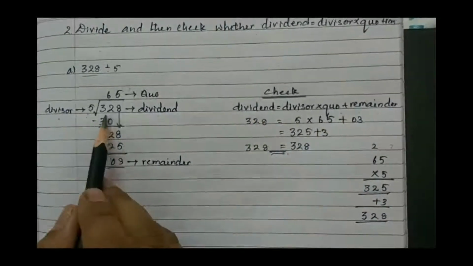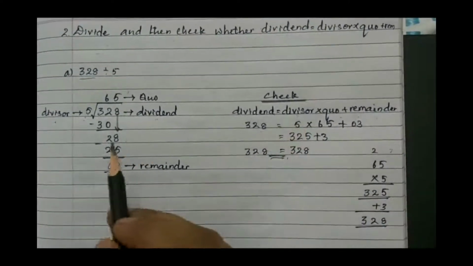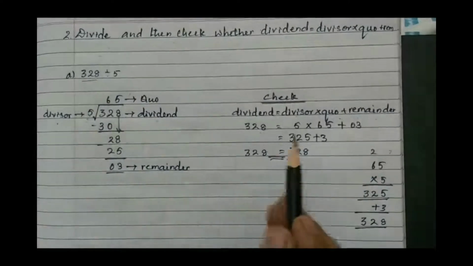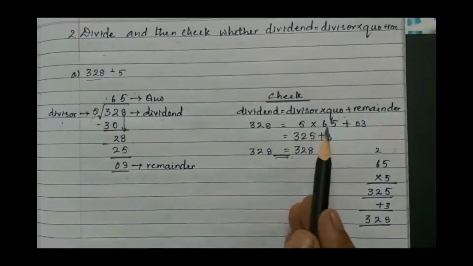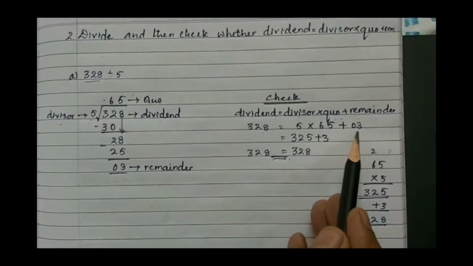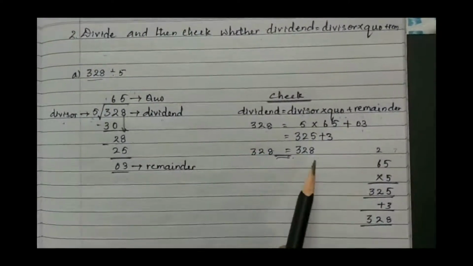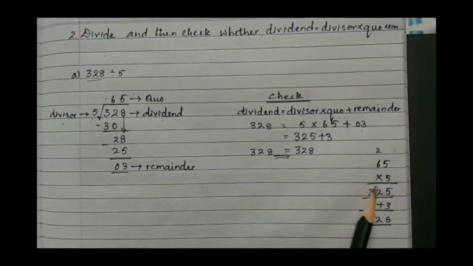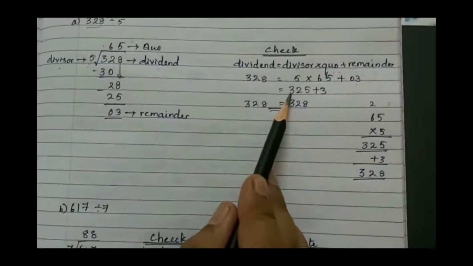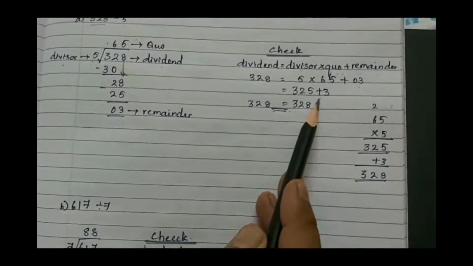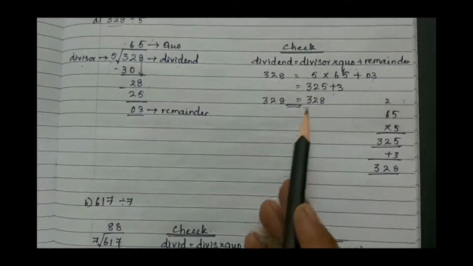So what is the dividend here? 328. So write down 328 is equal to divisor. Divisor is the number by which we are going to divide. That is 5. Write down 5 into quotient. Quotient is the answer which we got after division. Multiply by 65 plus remainder. Remainder is 3, so add 3. So do the working note. 65 into 5, if you multiply, you get 325. Write down 325. Then bring 3 beside. So it becomes 325 plus 3. It will be 328.